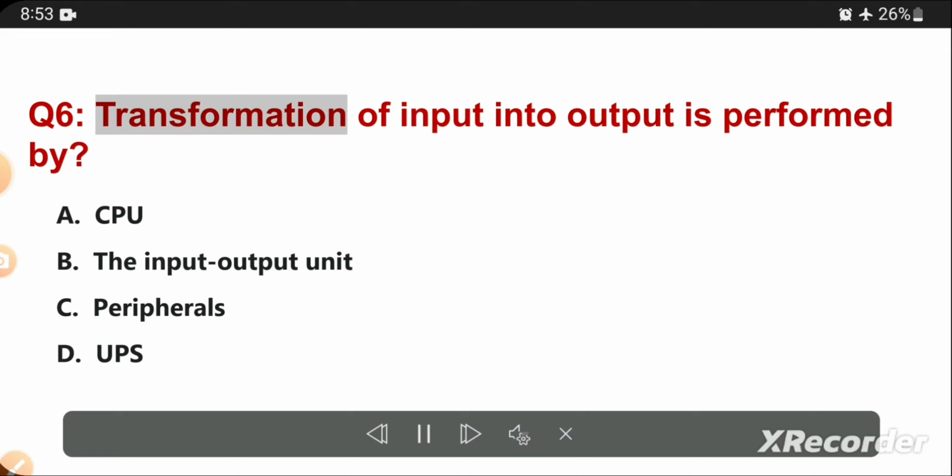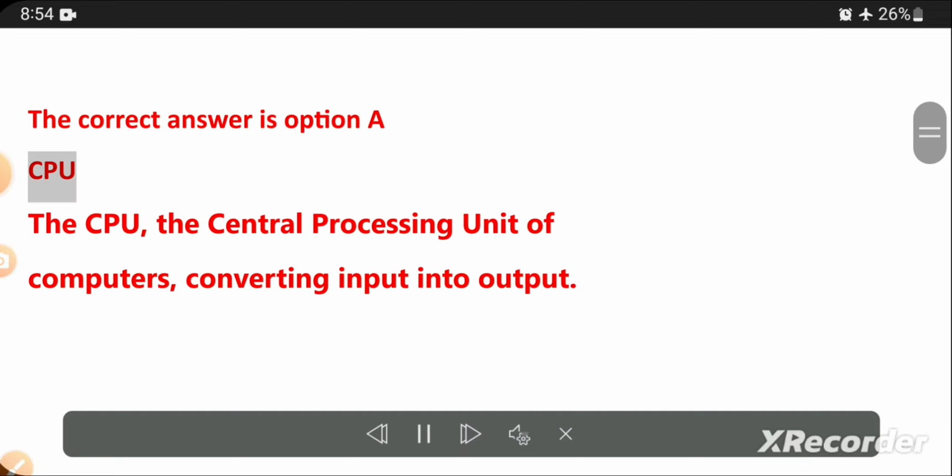Q6. Transformation of input into output is performed by CPU, the input-output unit, peripherals, UPS. The correct answer is option A. CPU. The CPU, the central processing unit of computers, converts input into output.